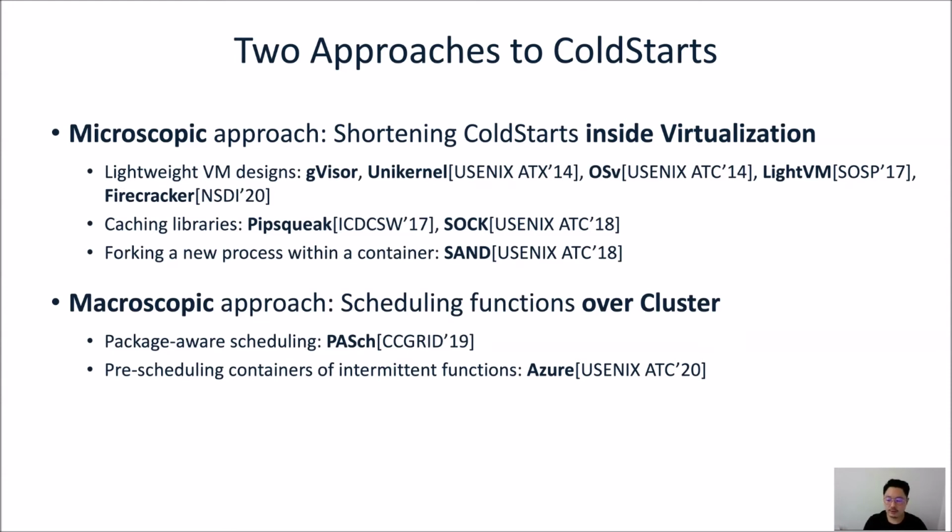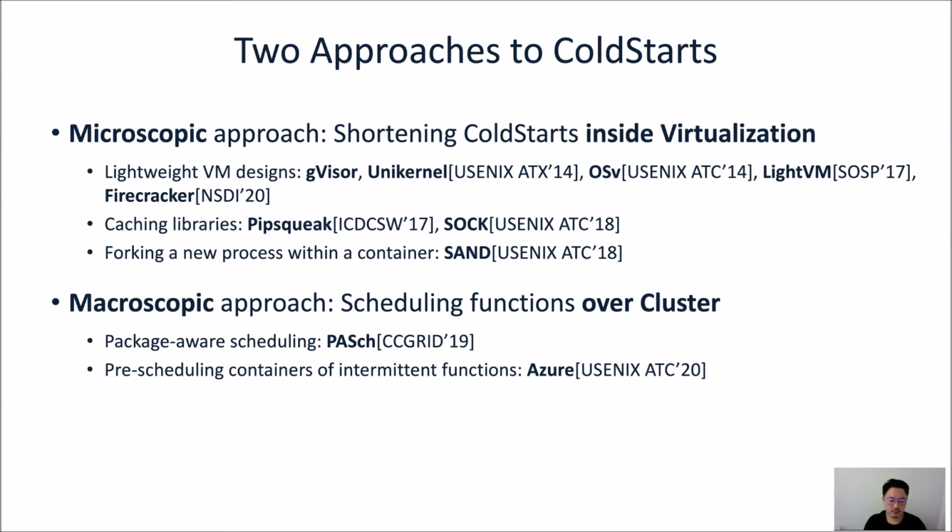We believe there is room for performance improvement because FaaS platforms work over a cluster. There are few research works available for FaaS scheduling. The first one is package-aware scheduling, which is based on caching of Python libraries and hashing, but it only works with Python libraries.